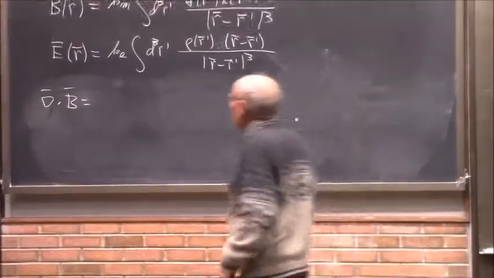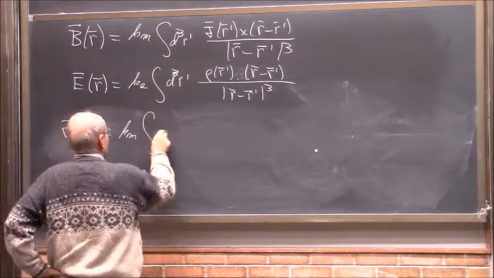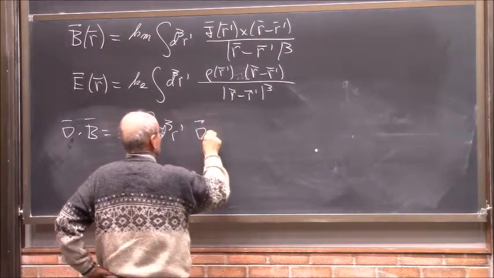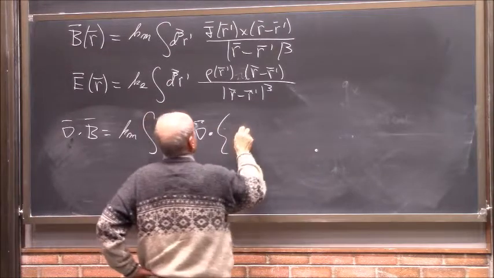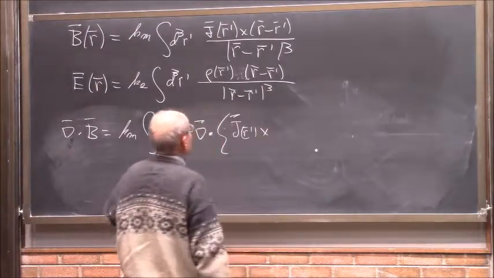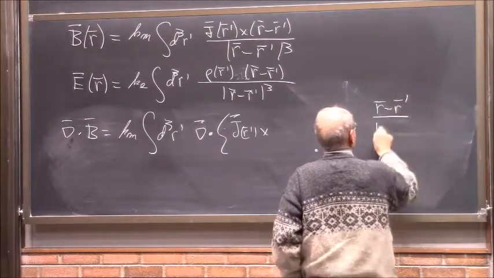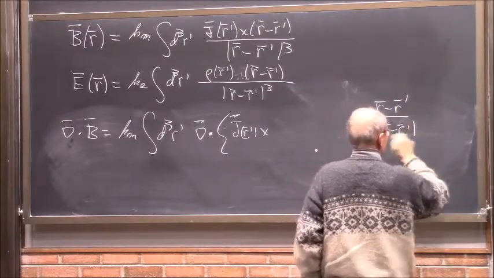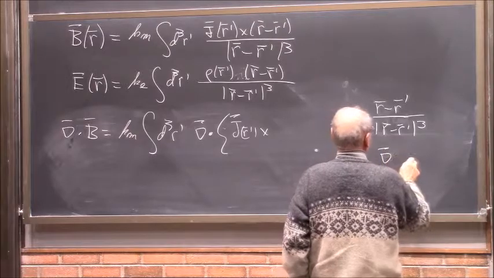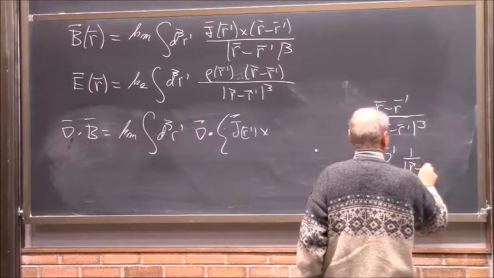So let's calculate the divergence of B first. The case of M is okay. Now, we'll take the divergence inside. And so we have the divergence of J of R prime crossed into R minus R prime divided by R minus R prime cubed, which is the same as the gradient with respect to R prime of 1 over R minus R prime.